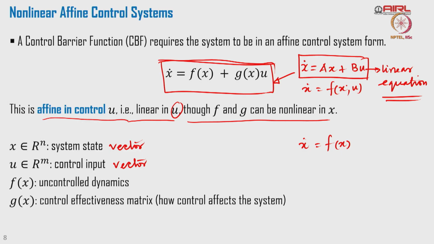And what is g(x)? g(x) is the control effectiveness matrix or vector. How the control affects the system is represented by g(x). That's why the term g(x) times u actually introduces the control input into the system. So I think this part is clear, and by this time you know what a control affine system is.